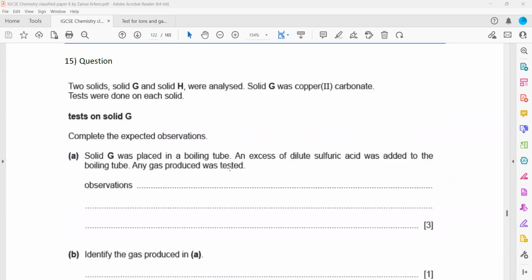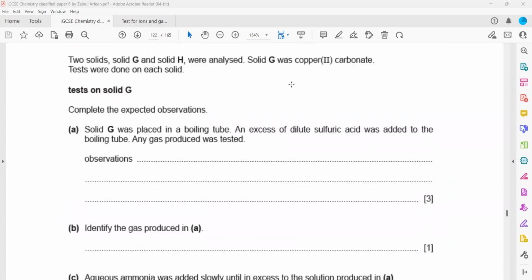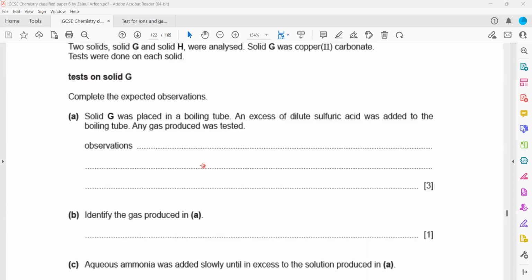Then in this question, G and H were analyzed. G is copper(II) carbonate, and sulfuric acid is added. What is the observation if we add sulfuric acid? Effervescence, bubbles, and the gas produced turns lime water milky. It is a test for carbonate by adding dilute acid. Then identify the gas which is produced: carbon dioxide, CO2.